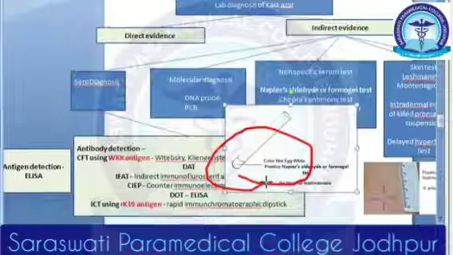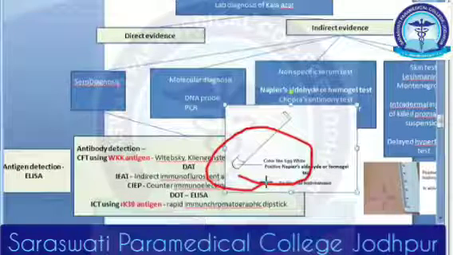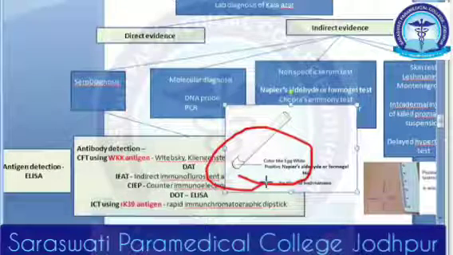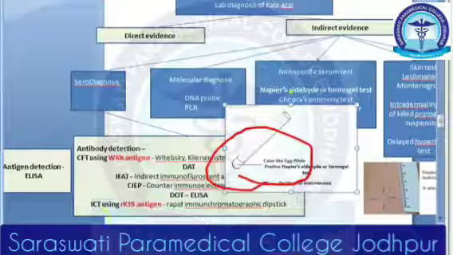It's positive only if there is hypergammaglobulinemia. But it does not say anything about visceral leishmaniasis. Hypergammaglobulinemia is there, that means that's what it is telling. It's not specific to leishmania. But in cutaneous leishmaniasis, it will be negative because in cutaneous leishmaniasis, there will be no hypergammaglobulinemia.